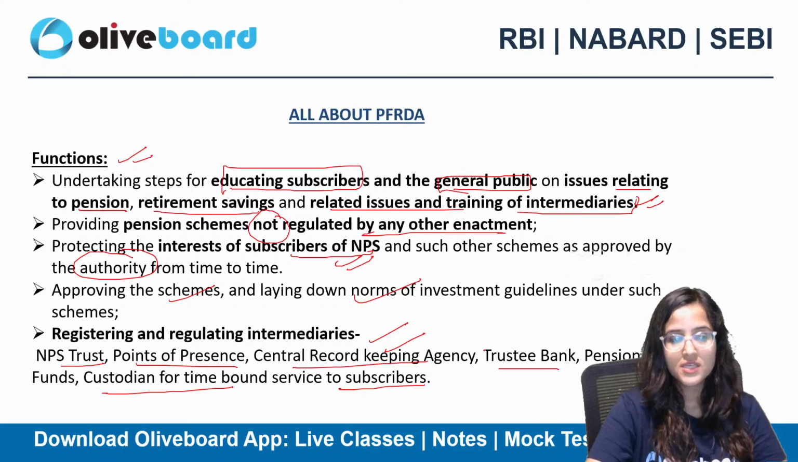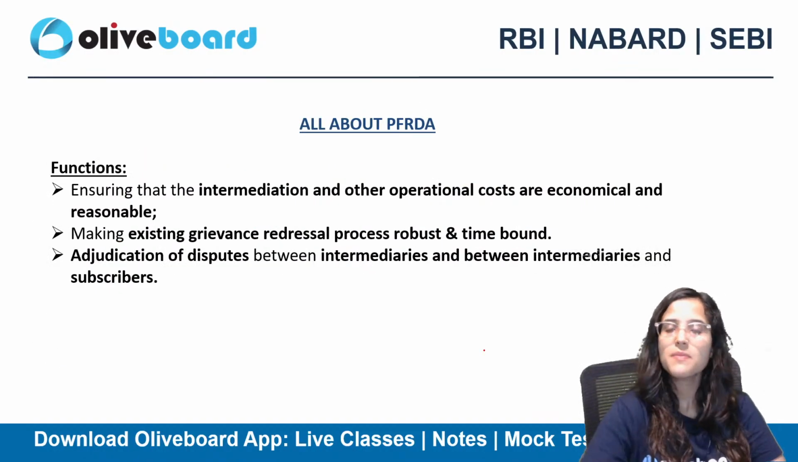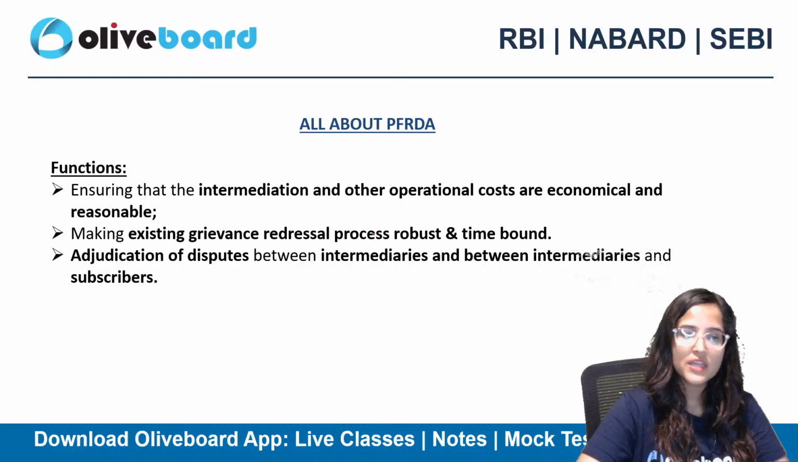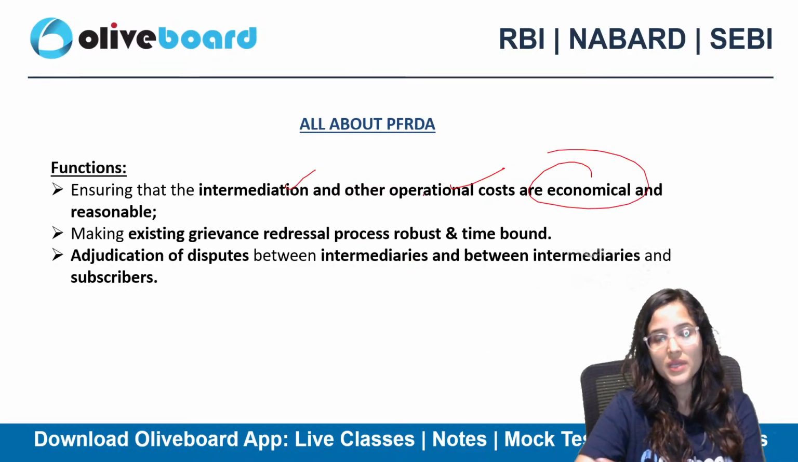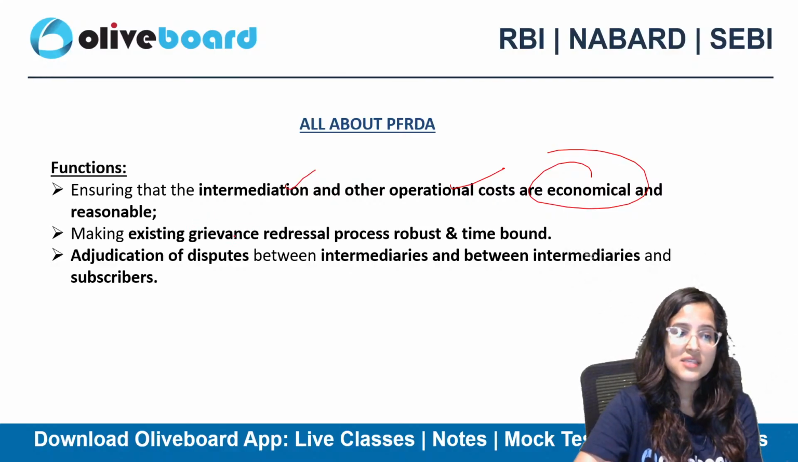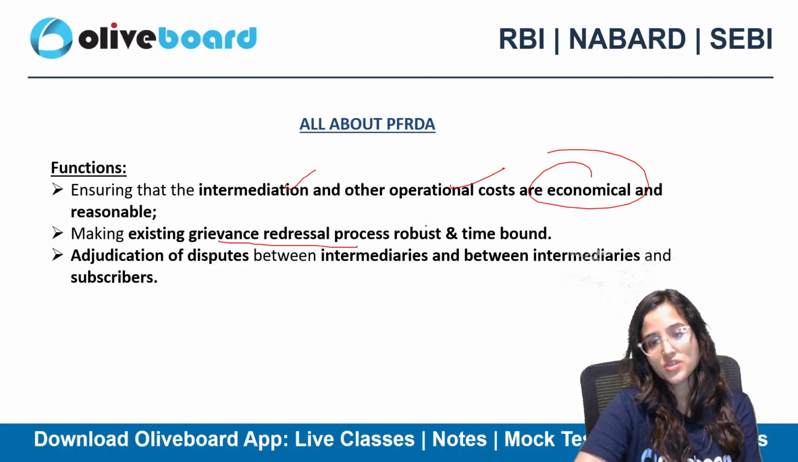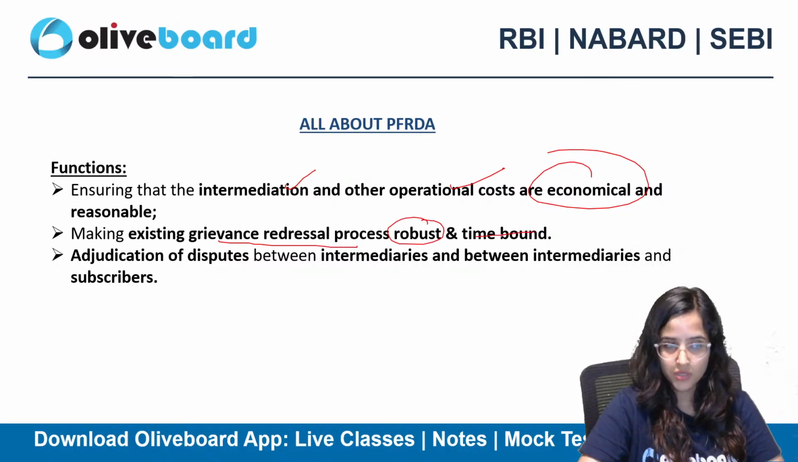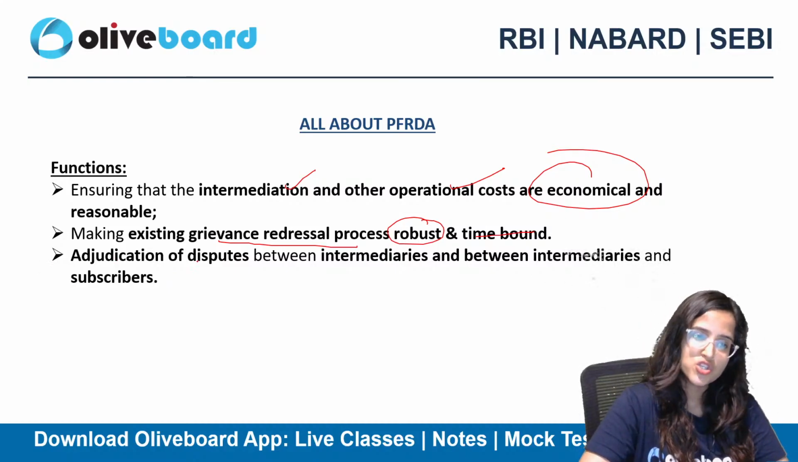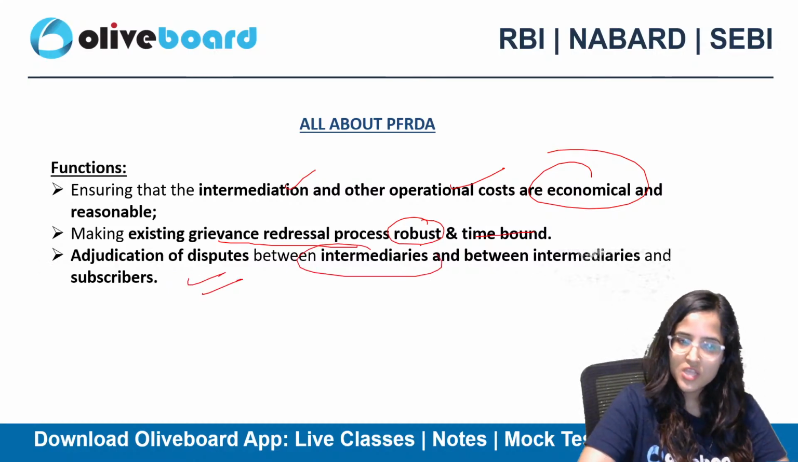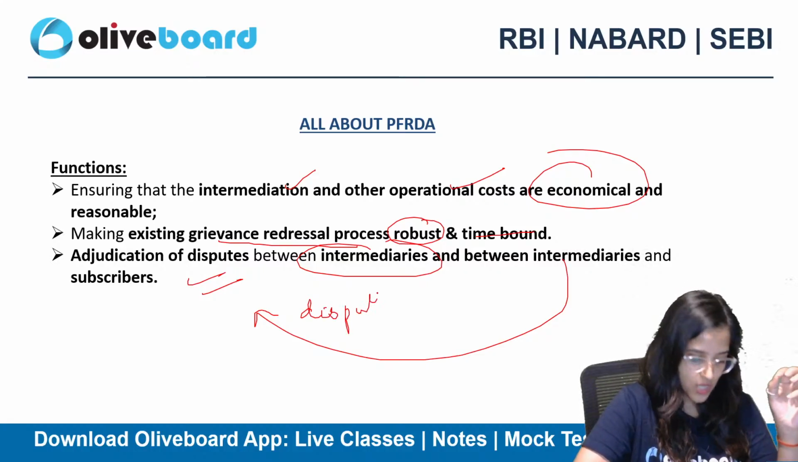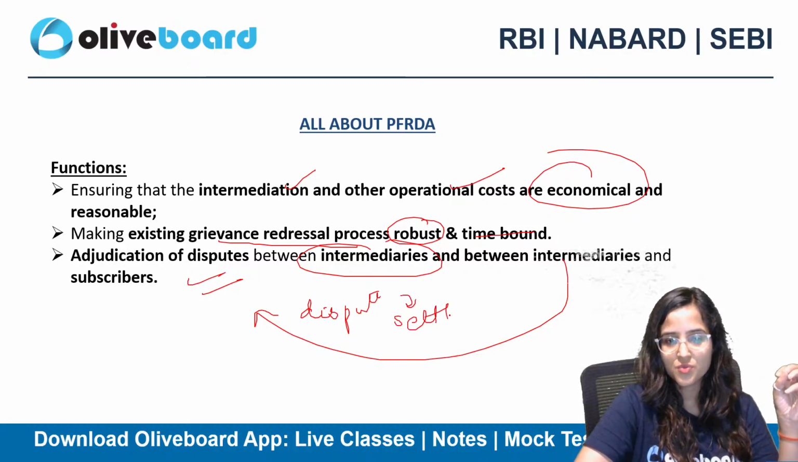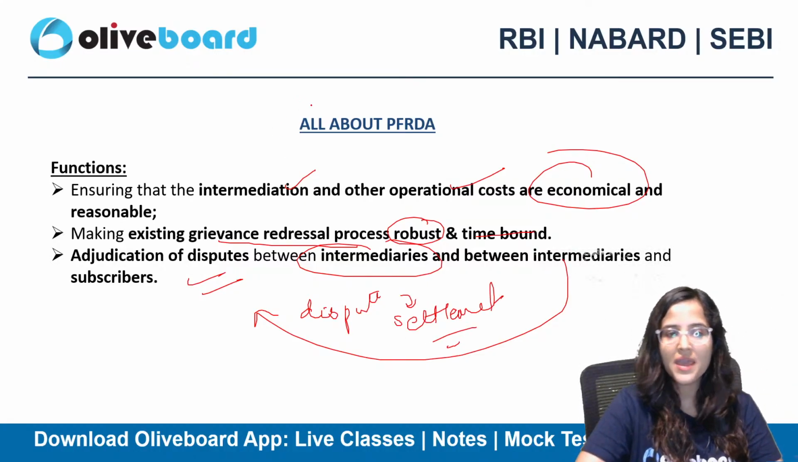All these intermediaries are regulated by PFRDA. Apart from that, it ensures intermediation and other operational costs are economical and reasonable, making the existing grievance redressal process more robust and time bound. And adjudication of disputes between the intermediaries or between intermediaries and the subscribers. If there's any kind of dispute, then settlement of this dispute is very important, and this is done by PFRDA.